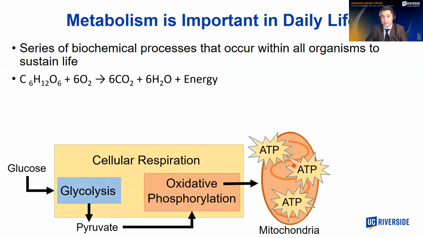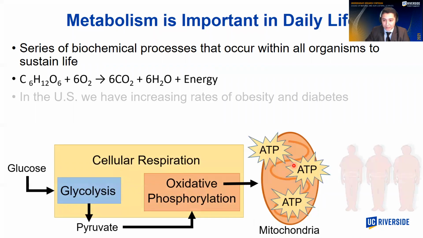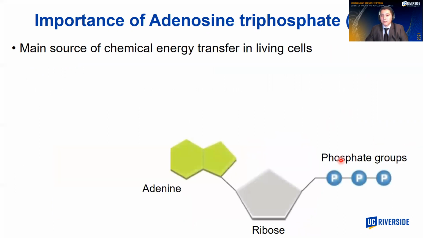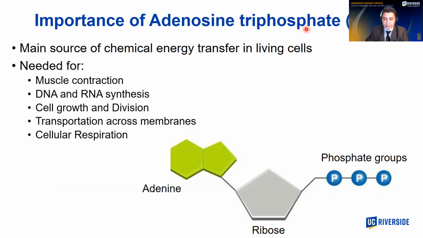And why study energy metabolism? Well, in the US, we have increasing rates of obesity and diabetes. And these two diseases are very associated with the amount of energy we intake. So why is ATP, or adenosine triphosphate, important? It's the main source of chemical energy transfer in living cells, and it's needed for a variety of processes, including those that you see here, such as muscle contraction, cell growth and division, and cellular respiration.